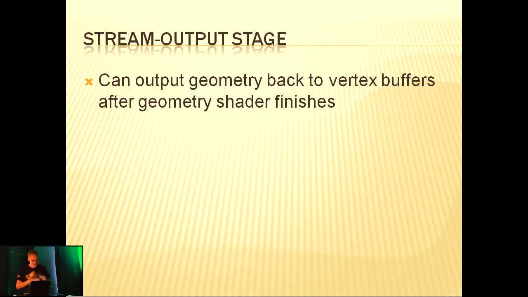Okay, the stream output stage comes next. This is basically the stage where you can output your generated geometry, or post-geometry shader geometry, back into the vertex buffer. So you can do a pre-transformation of vertex data, basically compute anything on the geometry pipeline and just output it into a vertex buffer. So it's usable for some cases.